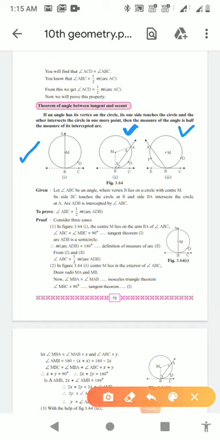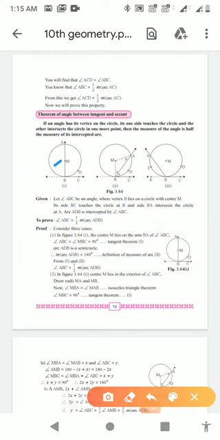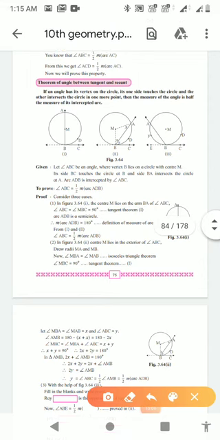So according to that theorem, see, consider angle ABC, where the vertex B lies on the circle whose center is point M, isn't it? Then side BC touches the circle at point B. And side BA intersects the circle at point A, and arc ADB is intercepted by angle ABC. This arc ADB is intercepted by this angle ABC.